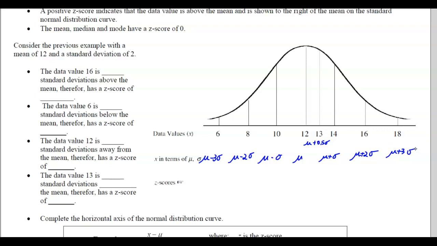Okay, so then the Z-scores. So Z-scores are how many standard deviations each data value is above or below the mean. So here the z-score is 0. It is at the mean. Okay, here at 14, z-score is 1. There's 1 standard deviation. Here, 16, that's 2. 18, that's 3. Here, that's -1, -2, -3. Okay, so then here at 13, that would be 0.5.